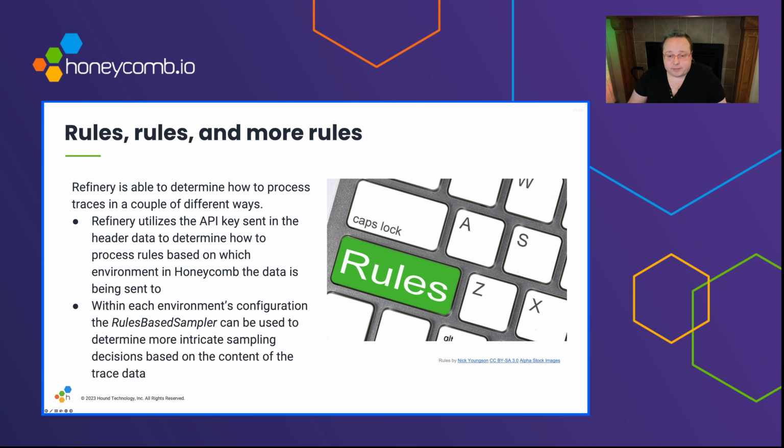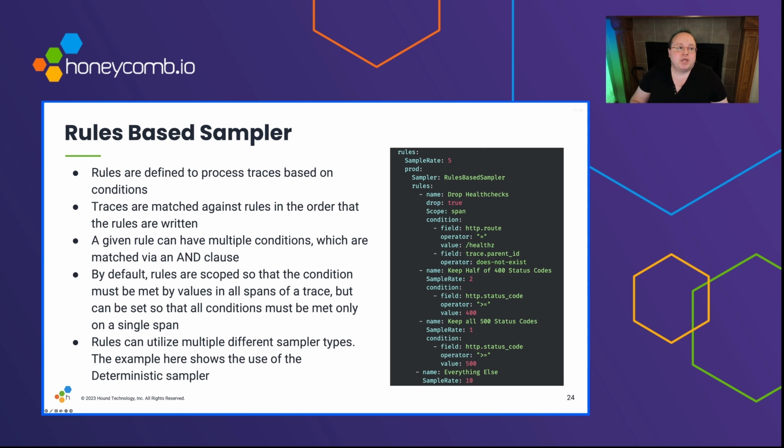Now, one of the samplers that we have that's not really a sampler, but allows you to break up your traffic even more, is called the rules-based sampler, which allows you to make more intricate sampling decisions based on the contents of the trace data. So the first part of the rules is breaking things down into environments, which is just done via API key. The second part is that within the environments, you can use the rules-based sampler to make decisions based on the actual contents of your traces. This is where that trace awareness really comes in.